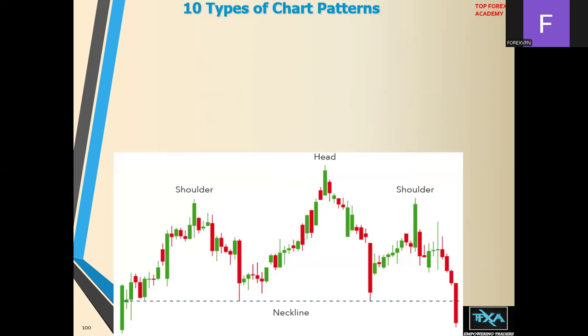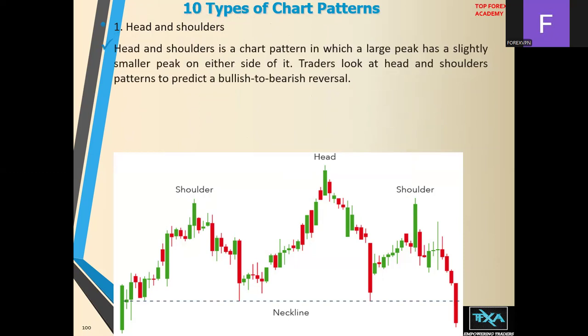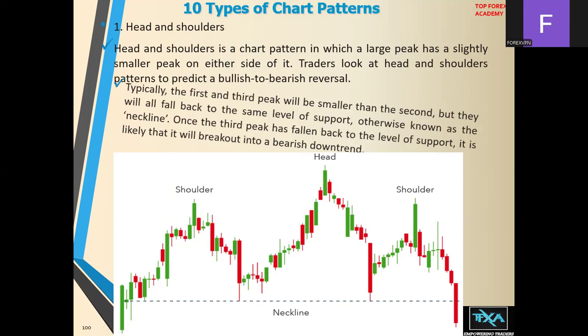The first on the list is the head and shoulders. The head and shoulders is a chart pattern in which a large peak has a slightly smaller peak on either side of it. You can see the large wick here. Traders look at the head and shoulders pattern to predict a bullish to bearish reversal.